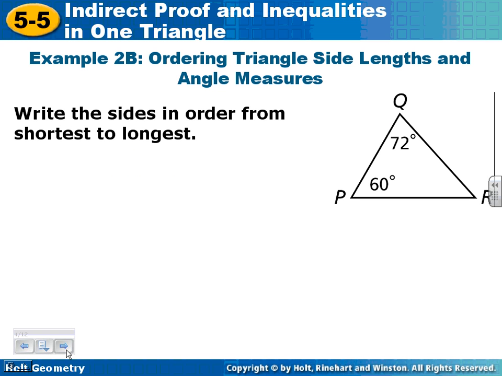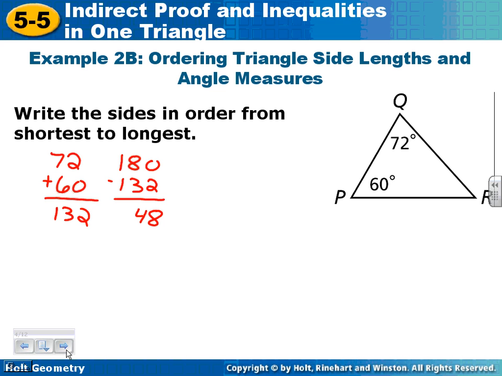Next slide. This time, write the sides in order from shortest to longest. Well, we are missing angle R. Remember the rule of 180. If you take 72 and add 60, that's what, 132. Then I want to subtract that from 180. And that gives me what? 48. So I'm going to put a 48. That way I know all three angles.